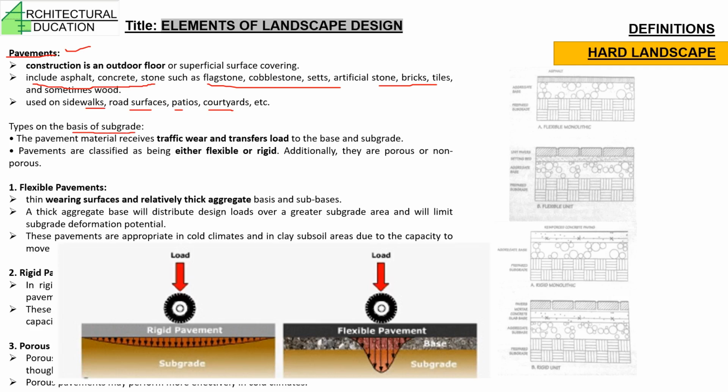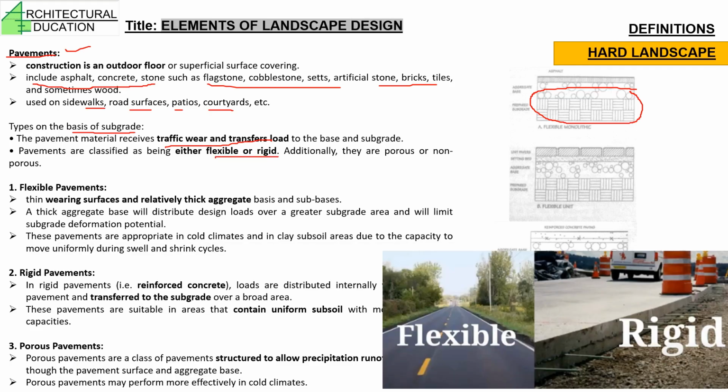Types on the basis of subgrade. As I said, this is the subgrade over here. Traffic wear and transfer load. Pavements are classified into either flexible or rigid. The pavement materials receive traffic wear and transfer load to the base. So here the traffic will put a dead and a live load, and that transfer of load will distribute inside the earth surface. Additionally, pavements are porous or non-porous. What do you understand by the word porous? Which allows the water to percolate inside.